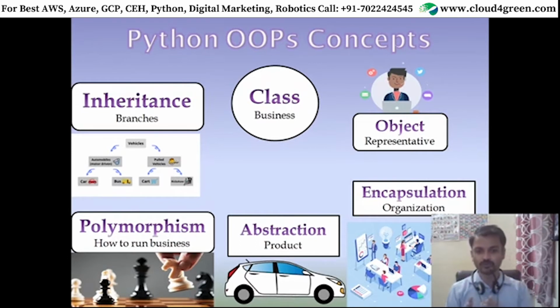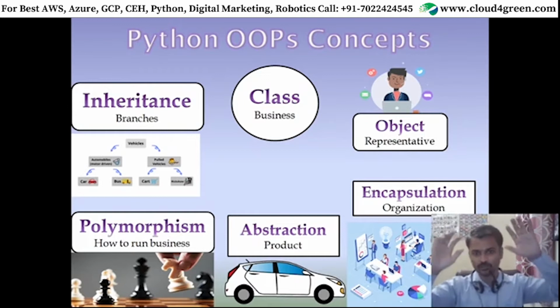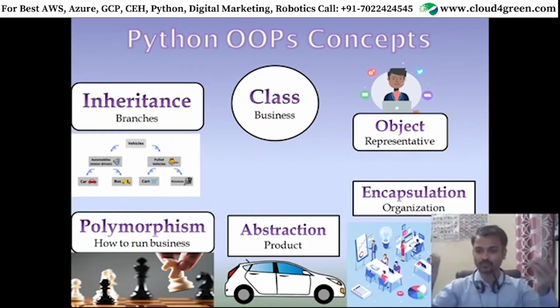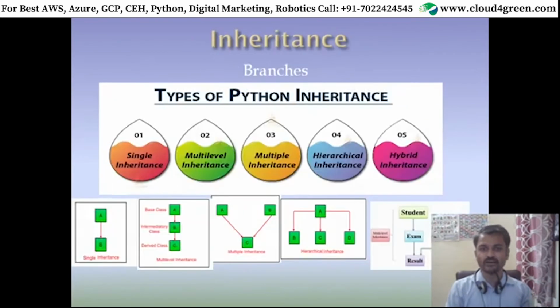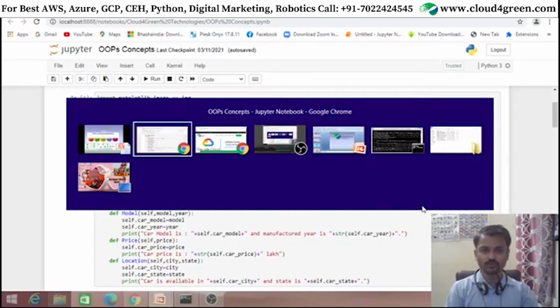Next comes polymorphism, which is nothing but how to run a business, some methodology, some rules. That is called polymorphism. Next comes inheritance. Inheritance is nothing but there is one head office, and under that head office different types of branches. Suppose there is one branch, two branches, three branches, and how those branches relate to each other. In that nature there are different types of inheritance: single inheritance, multi-level inheritance, multiple inheritance, hierarchical inheritance, and hybrid inheritance. We will now learn through the program.